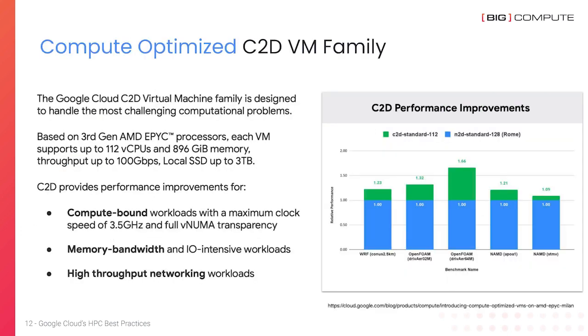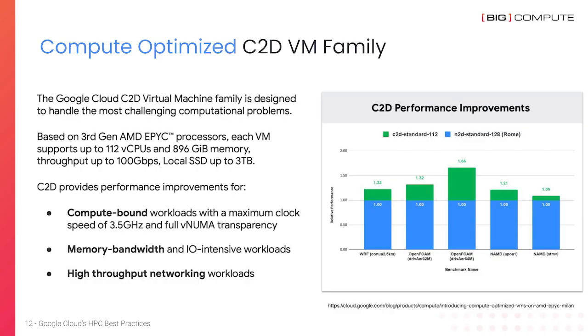And what do these optimizations make in terms of HPC performance in the real world? Well, if you take our latest C2D VM family as an example, we've seen a 66% performance improvement when comparing it against the N2D VM, which is our general purpose VM type and the previous generation of AMD EPYC CPU, and does not have the same kinds of HPC optimization.